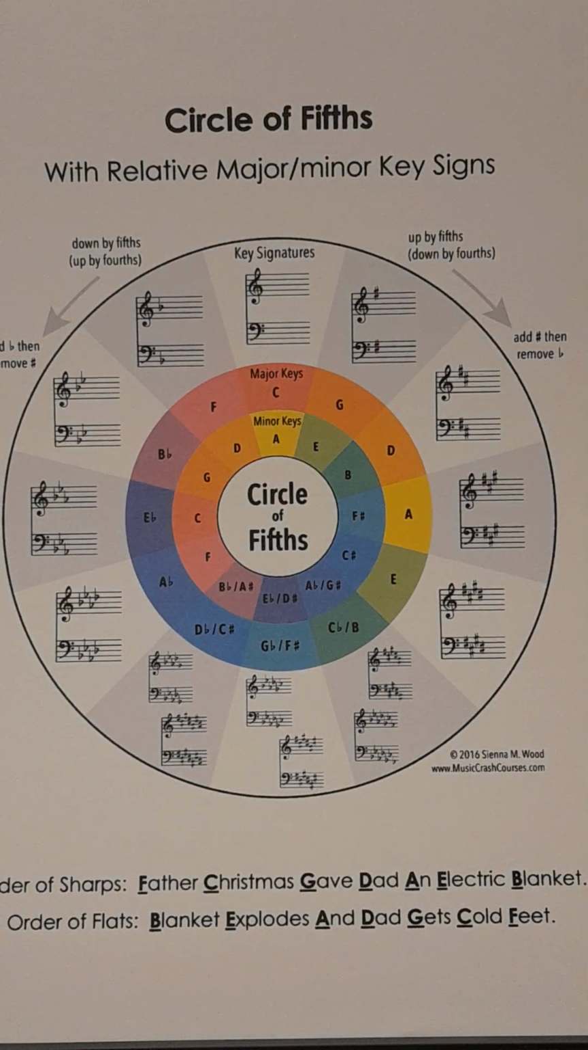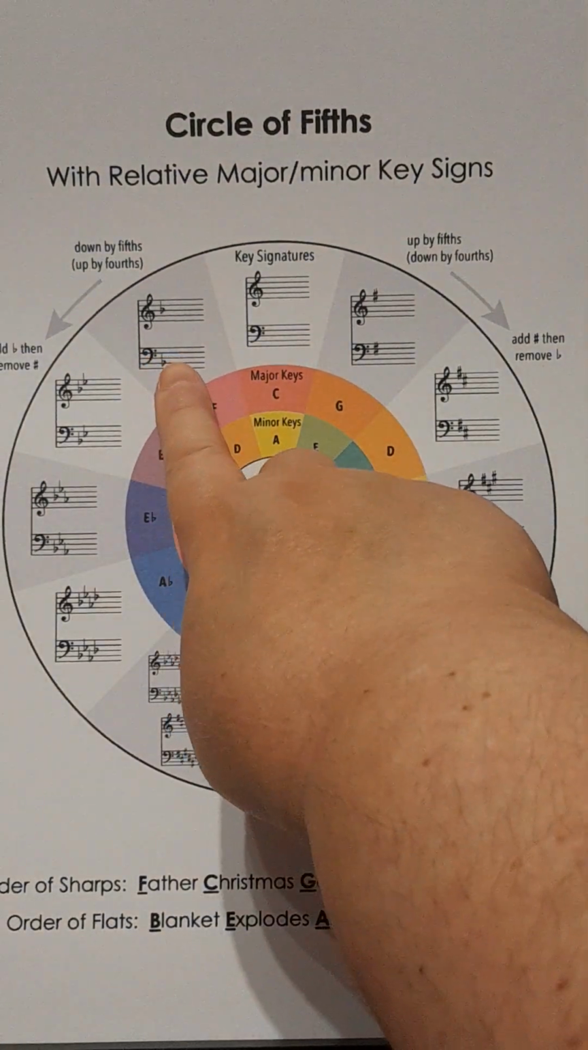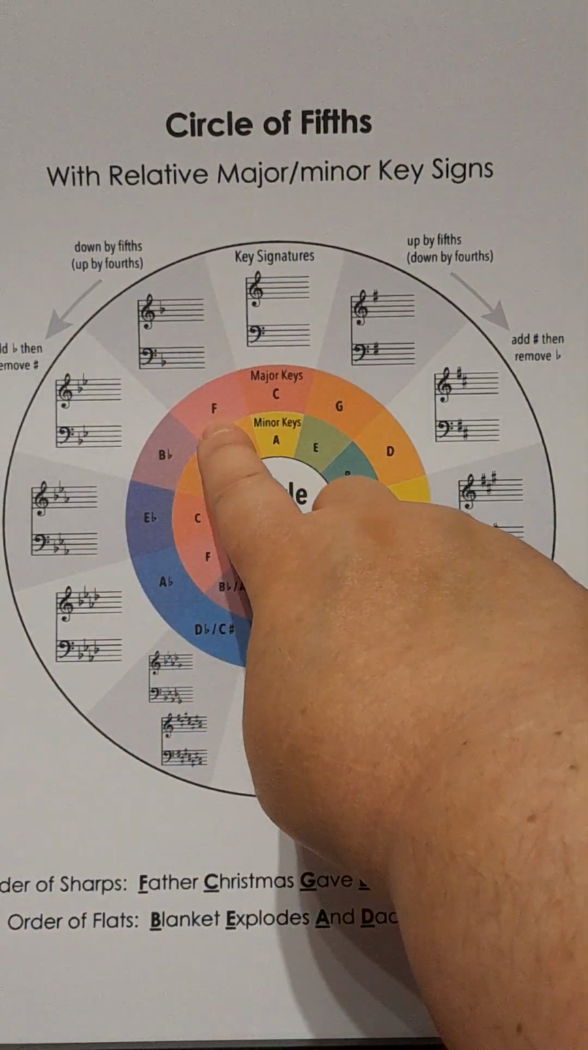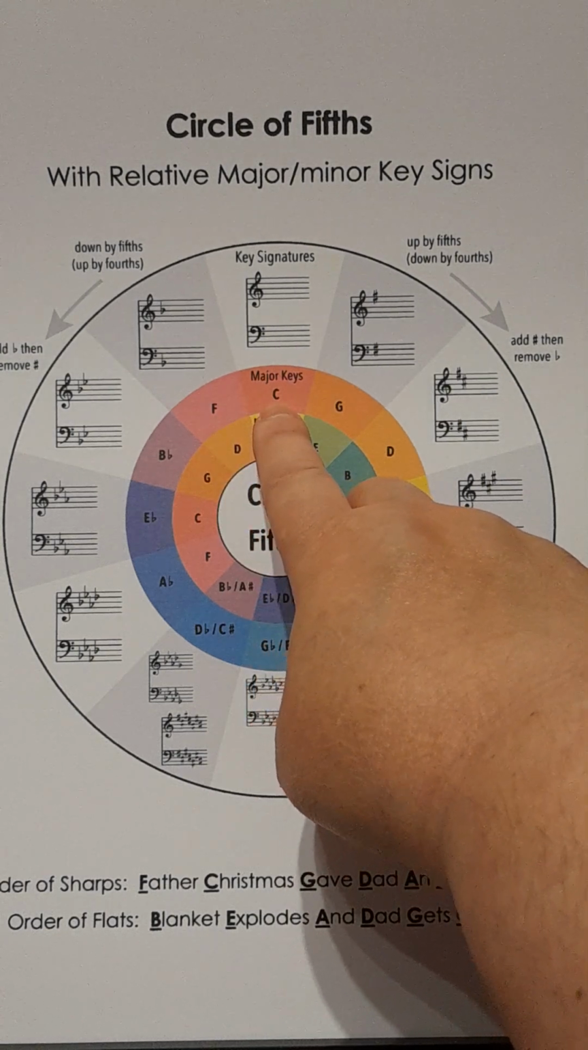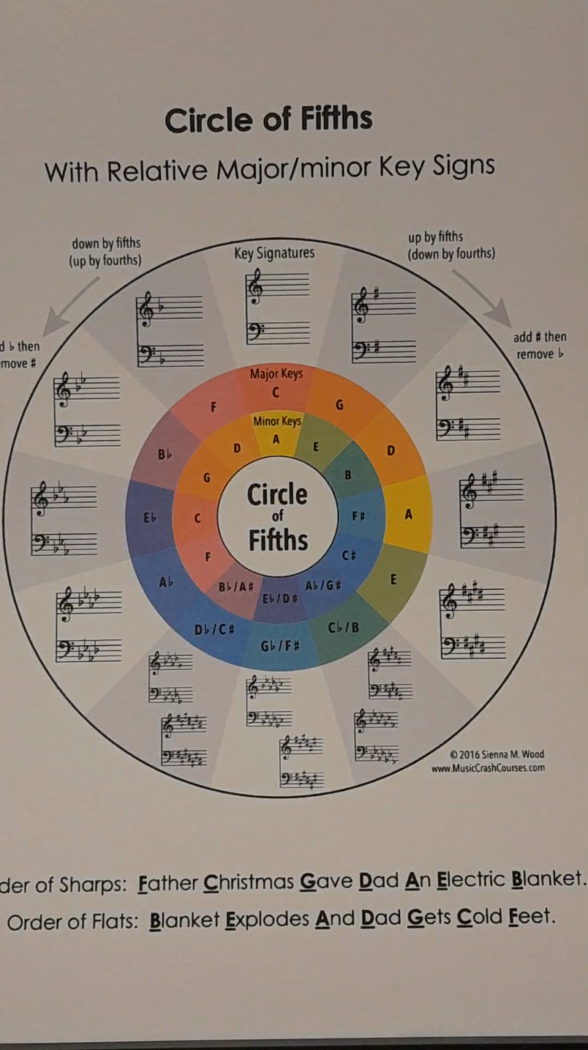Let's listen. F, G, A, B flat, C, D, E, F. F major has only 1 flat. If we went to the 5th note of the F major scale, we'd end back up on C major. 1, 2, 3, 4, 5. There's our C. Let's do the C major scale.